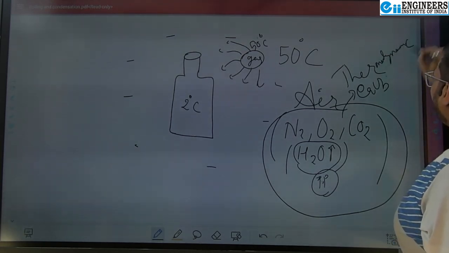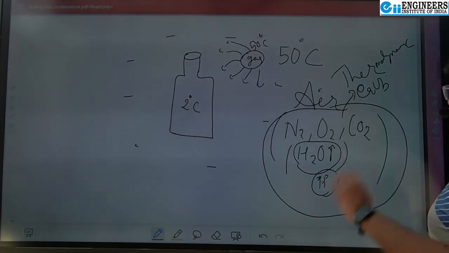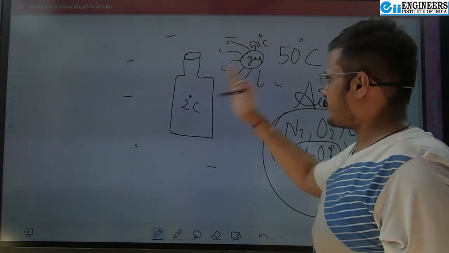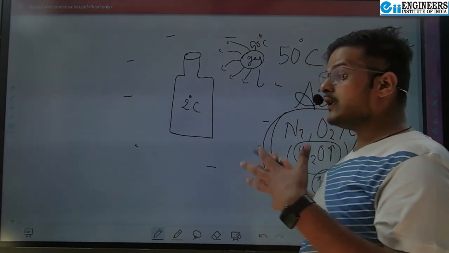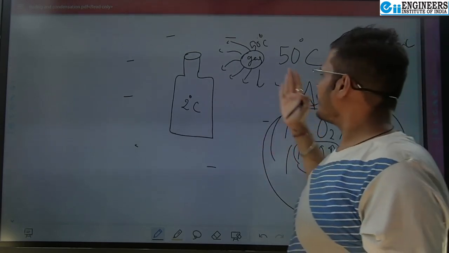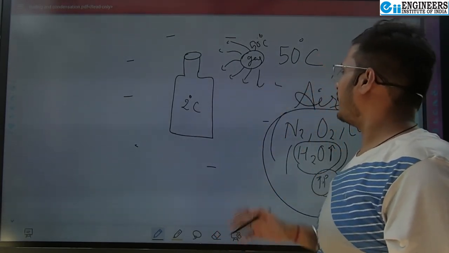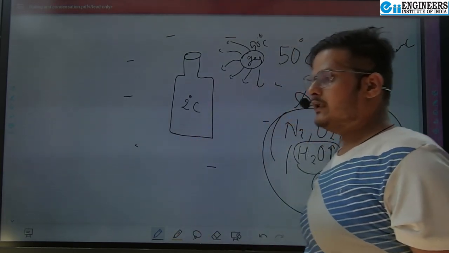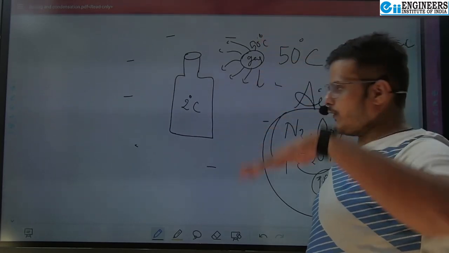So if this is in thermodynamic equilibrium, then the water vapor content will be at 50 degrees Celsius and the substrate is at 2 degrees Celsius. Then the water vapor will start releasing energy to its 2 degrees Celsius bottle. फिर क्या होगा? As it will dissipate its energy, it will come to its low energy state.